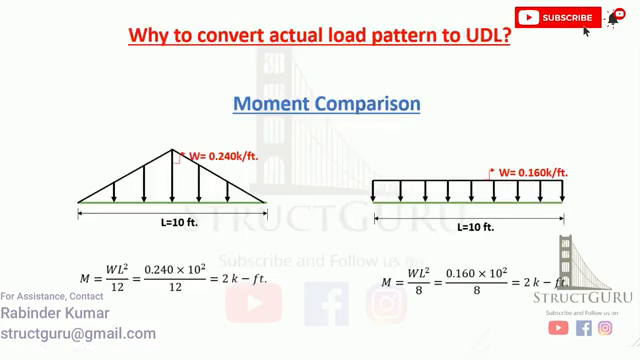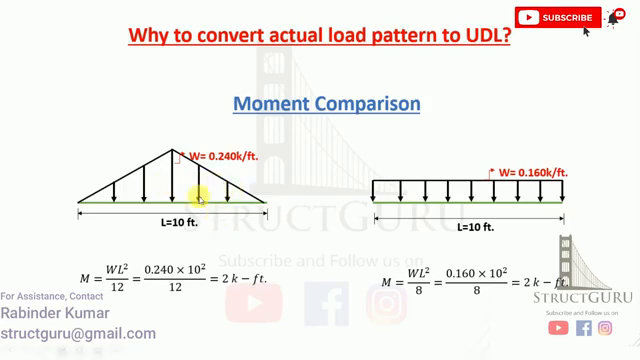Now the question is, why convert the actual load pattern to the uniformly distributed load pattern? Basically, these equations have been drawn based on moment comparison. For example, if there is a simply supported beam which has a triangular loading at a span of 10 feet, and we calculate the maximum moment, for that we get the equation W L squared by 12, and it will give us 2 kip-feet.